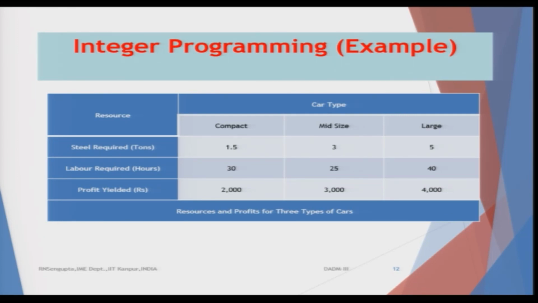So, the resources are given as this. There are 3 car types: compact, mid-size and large, meaning the smaller car, mid-value car and the larger cars. Profit yielded in rupees, I am only reading the last row now, are given, even though those values are practically not very feasible, but still I will consider those values. It is 2000 for compact, 3000 for mid-size and 4000 for large. Labour requirements for compact, mid-size and large are 30 hours, 25 hours and 40 hours, and the steel requirements are 1.5, 3 and 5 tons respectively. So, the resources and the profit for the 3 cars are given.